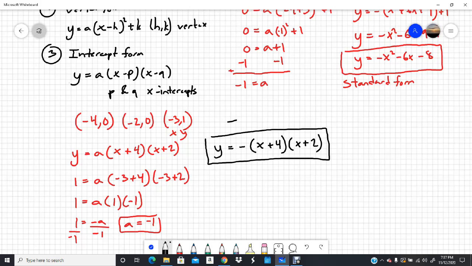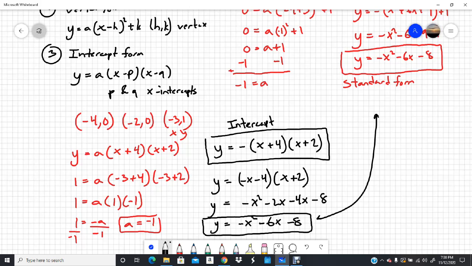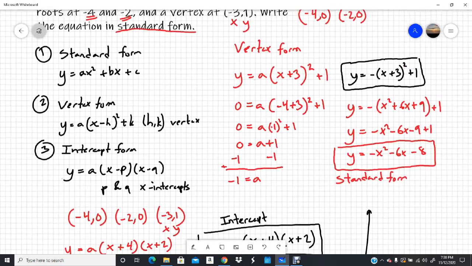Now, how do we bring this into standard form? Well, all you have to do is just FOIL it out. This would be y equals -(x plus 4)(x plus 2), and that would be -(x squared plus 2x plus 4x plus 8). And when we combine like terms, we get -x squared minus 6x minus 8. And as you can see, these two are the same. That's the standard form. So we have solved the question in both ways. To reach the standard form, you have to go through the vertex form or intercept form and then FOIL it out.